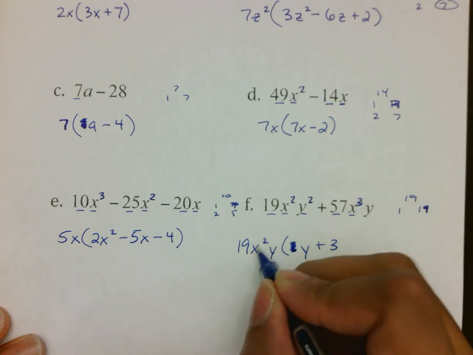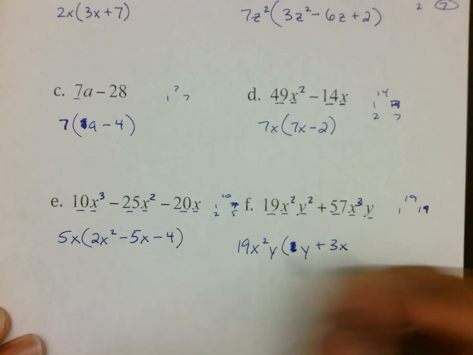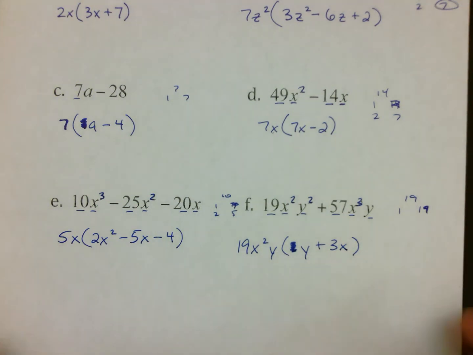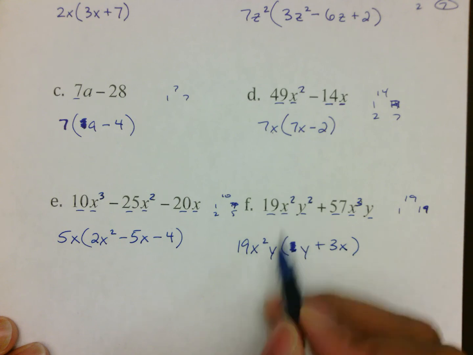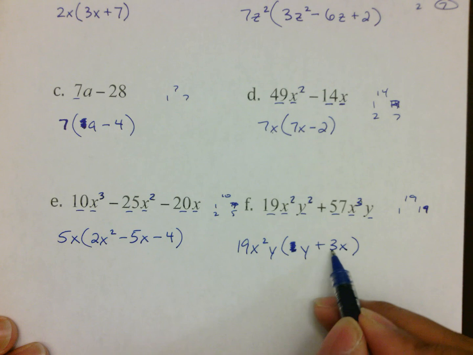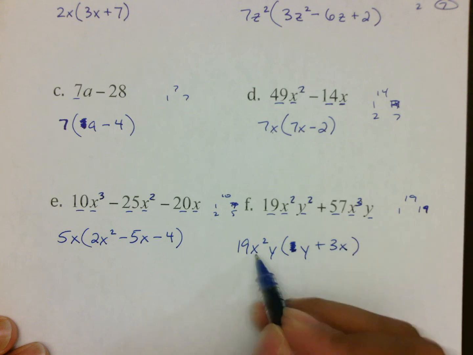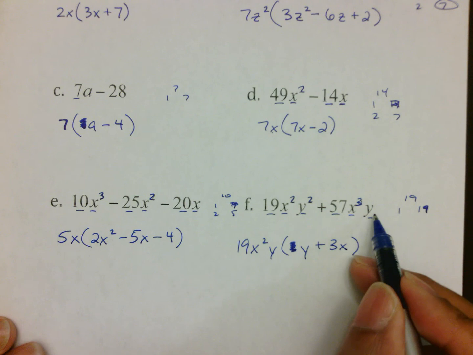3 x's, take 2 off, you're left with 1. 1 y, take 1 off, you're left with none. Real quick check. 19 is here. 2 x's are there. 1 y and 1 y make 2. 19 times 3 is 57. 2 x's and 1 x make 3 x's. 1 y is right there.